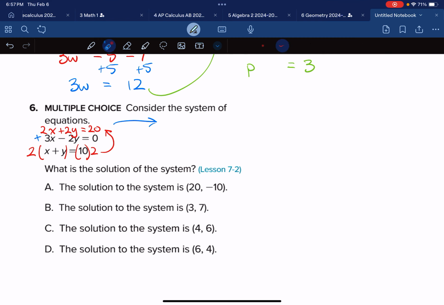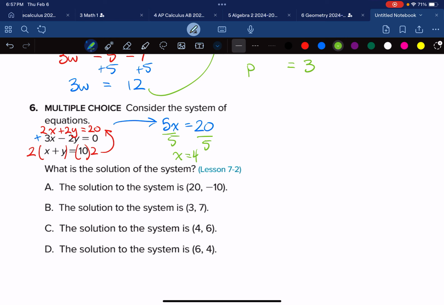I'm going to say my 2x plus 3x is a 5x. My 2y minus 2y cancel out. I have my equal sign, and I have 20 plus 0, which is just 20. And now this is a really easy equation to solve. I can just divide both sides by 5, divide by 5, divide by 5, and x is equal to 4.